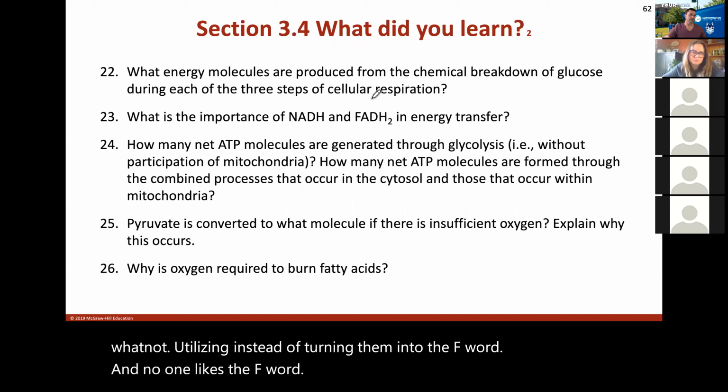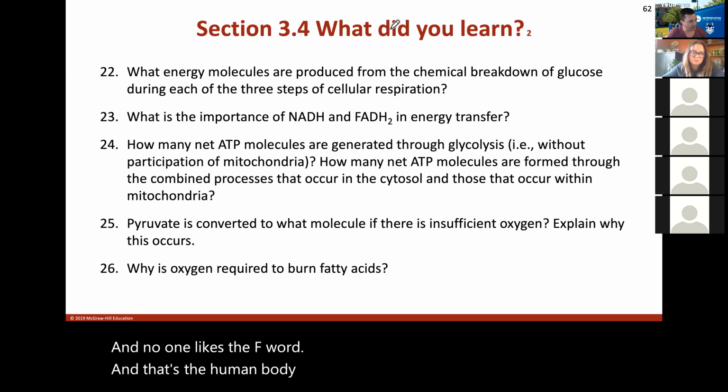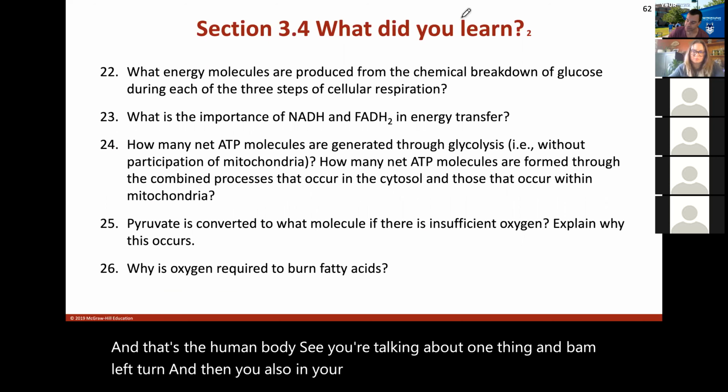And that's the human body. See, you're talking about one thing and bam, left turn, and then all of a sudden you're in nutrition class. It's a great thing about the human body.